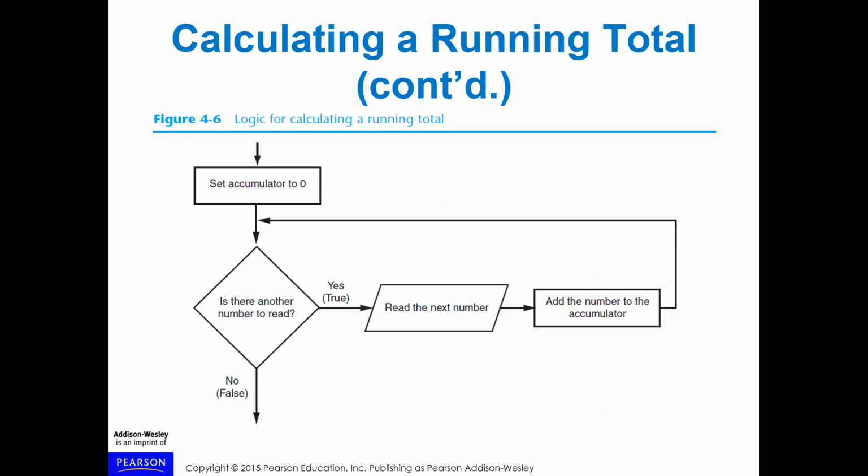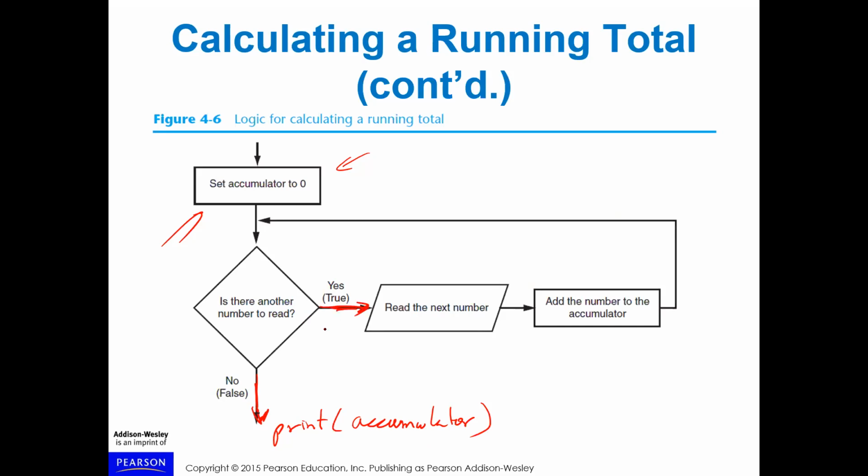All right. So here, calculating a running total, kind of what I was saying. So set accumulator to 0. We start there. Is there another number to read? No, then you print out probably the accumulator, right? So print accumulator.